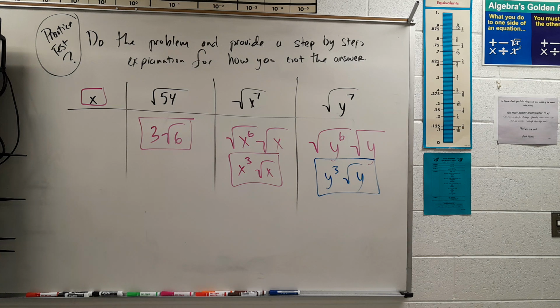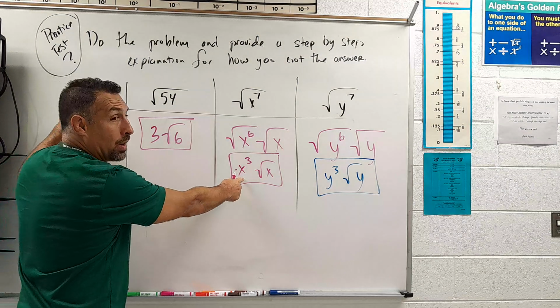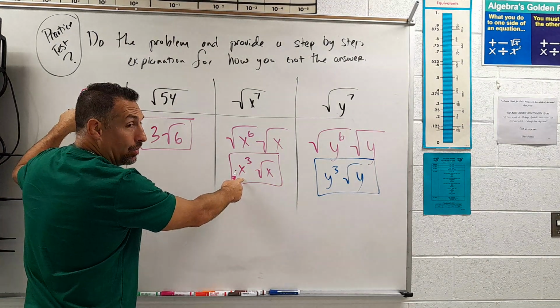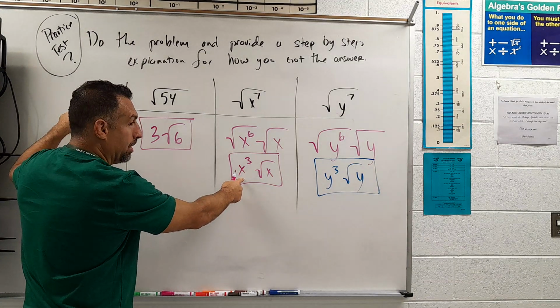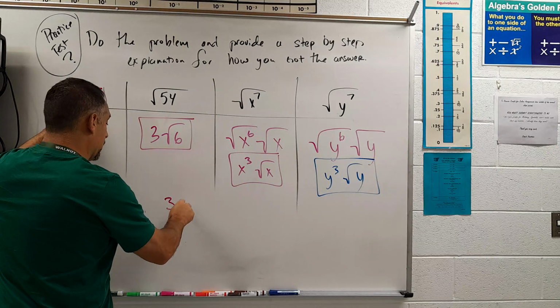So now we just put the answer together. Okay, things outside of the radical. We have a 3. We've got this x and this x. What do I do with these two things? Yeah, you add. You add the x to x. And what do I get? X to the fourth. Very good.